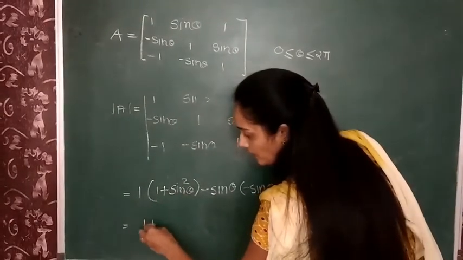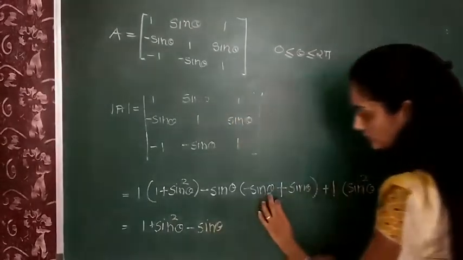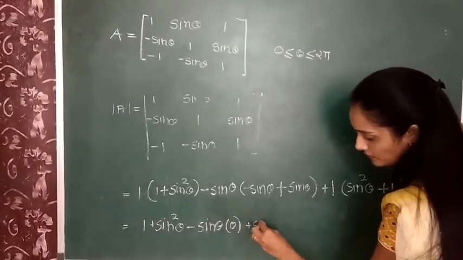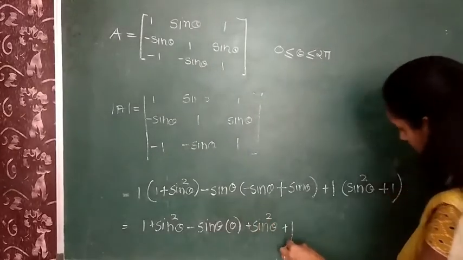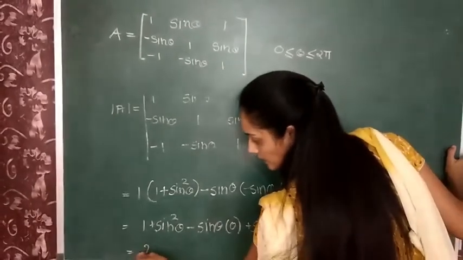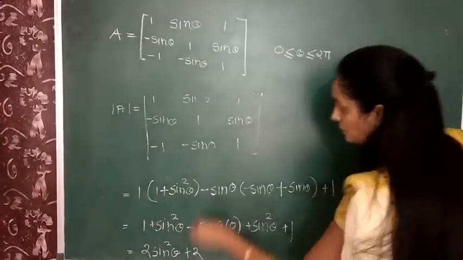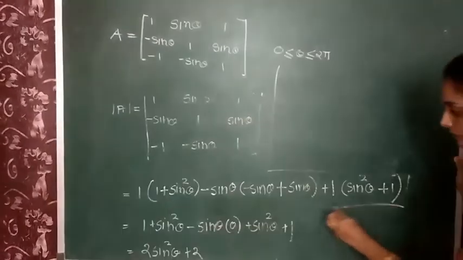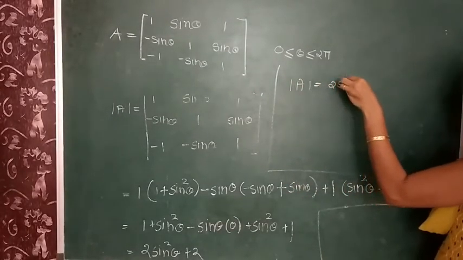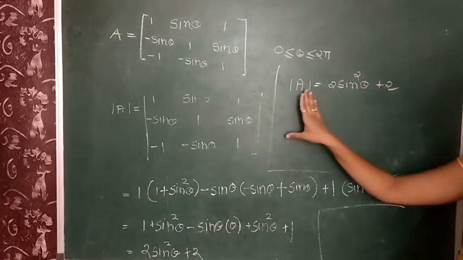Now we solve it. So 1 plus sin square theta minus sin theta into minus sin theta plus sin theta, so here 0 plus sin square theta plus 1. So sin square theta plus sin square theta, 2 sin square theta, and 1 plus 1, so 2. So now we have determinant of A is equal to 2 sine square theta plus 2. Okay, and we have options.